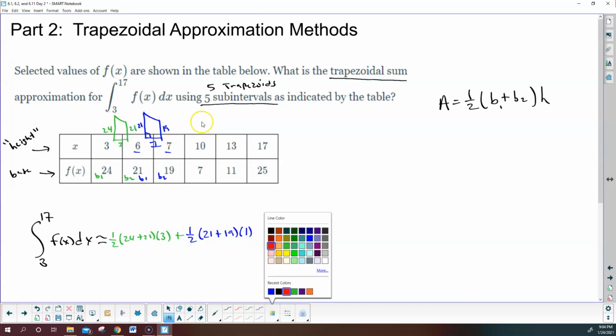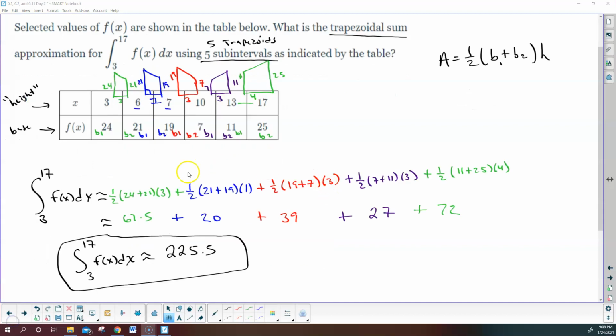All right, so pause. I'm going to pause this and let you guys finish the rest, and then I'll show you my answer. If you need to, go ahead and pause the video and just double check your answers to mine. But I found the area of each trapezoid, and the total area underneath this curve, if I was to graph it, would add up to an estimate of 225.5 total units using the trapezoidal sum approximation.